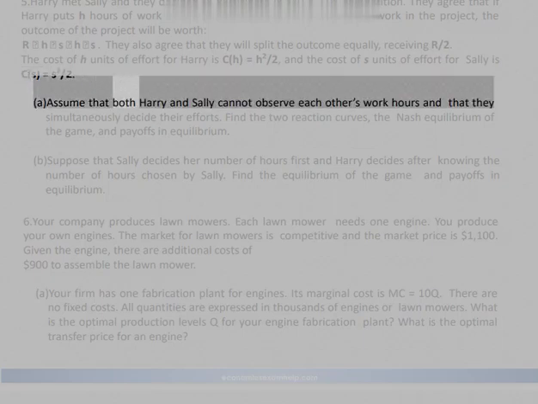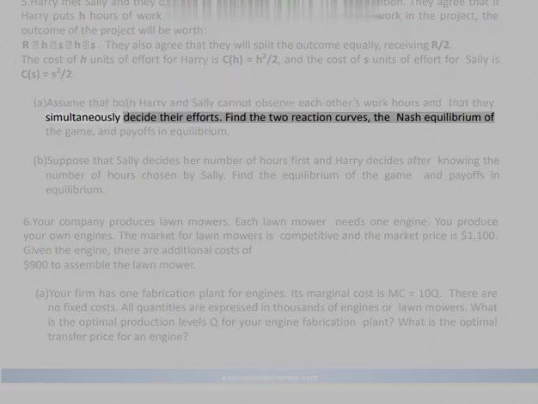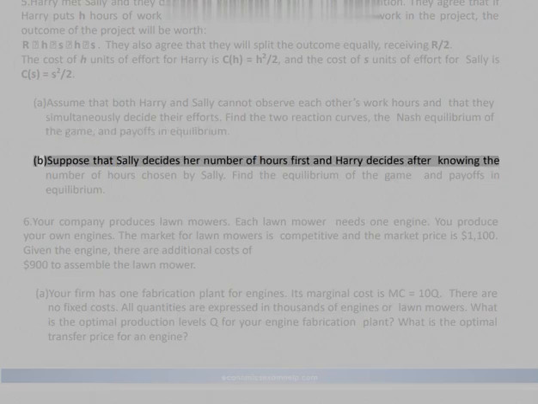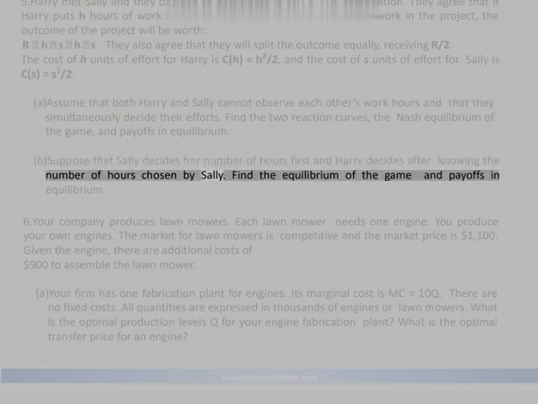A. Assume that both Harry and Sally cannot observe each other's work hours and that they simultaneously decide their efforts. Find the two reaction curves, the Nash equilibrium of the game, and payoffs in equilibrium. B. Suppose that Sally decides her number of hours first and Harry decides after knowing the number of hours chosen by Sally. Find the equilibrium of the game and payoffs in equilibrium.